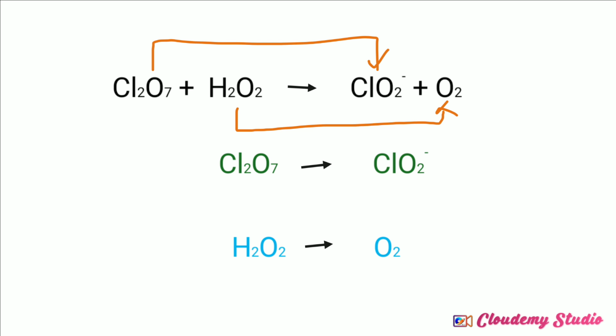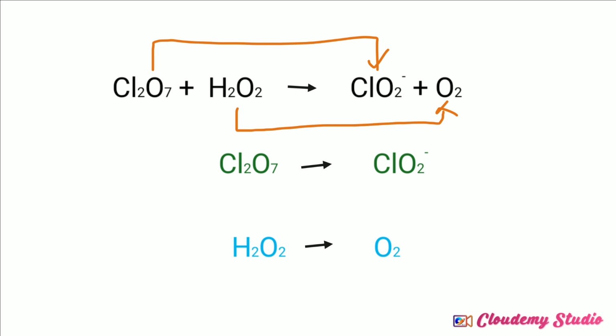The given equation is mentioned. In this given equation, two changes are there. One is dichlorine heptoxide becomes chloride ion, that we have written here. Another change is hydrogen peroxide becomes oxygen.